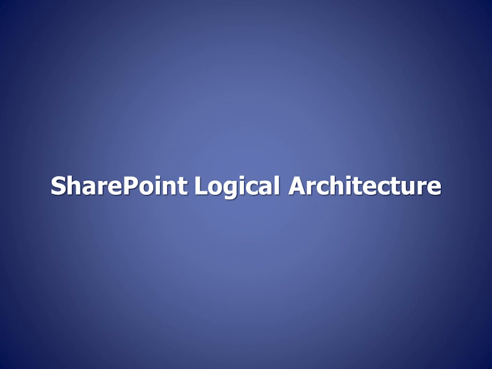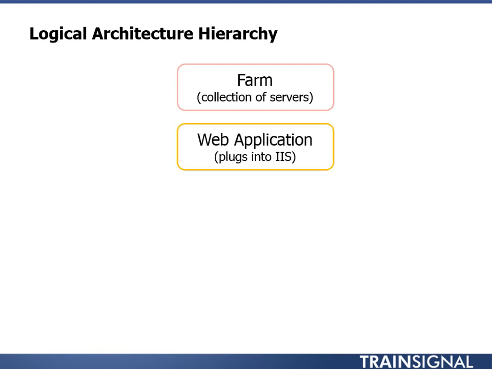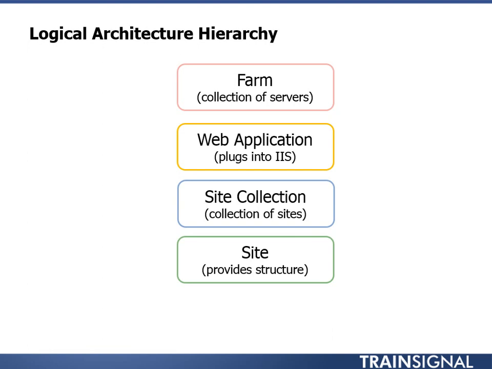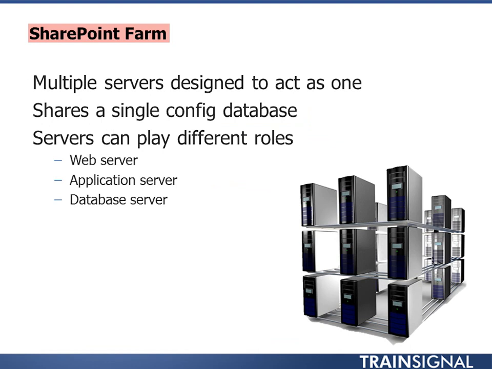Let's turn our attention to the logical architecture of SharePoint. What you're going to notice for our hierarchy is up at the very top, we've got our farm, which is a collection of servers. Our farm is going to house different web applications, which, as we're going to see, will plug into IIS. Our web applications will house site collections, which is a collection of sites. Our sites will then actually provide the structure and the UI for our users, and they will contain lists, which will contain our data. Let's break each one of these down.